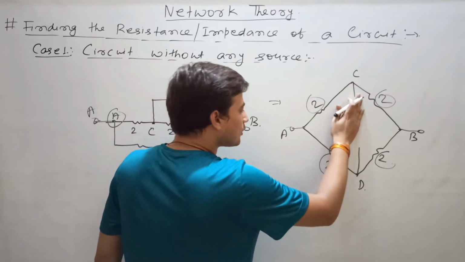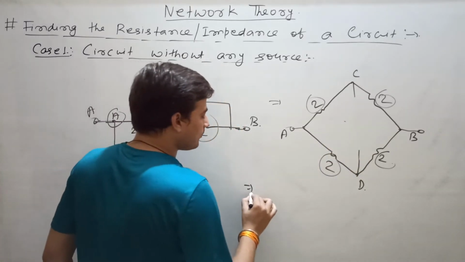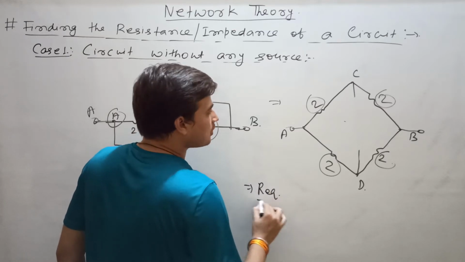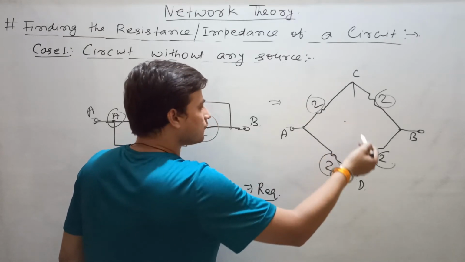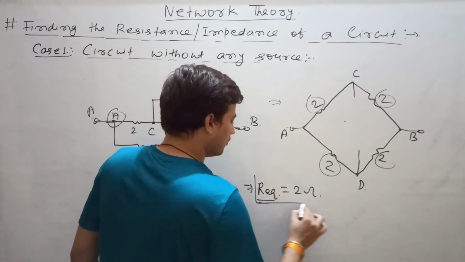You can ignore this resistance. No current will flow through this resistor. So R equivalent will be how much? If you find the value of R equivalent, 2 plus 2, 4 and 4 will be in parallel. That means it will be equal to 2 ohm.